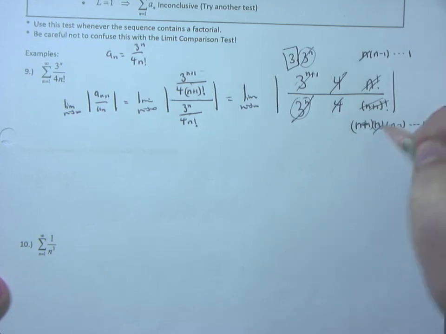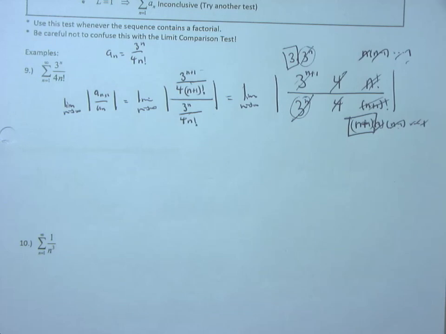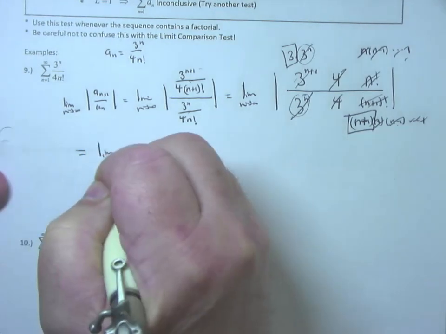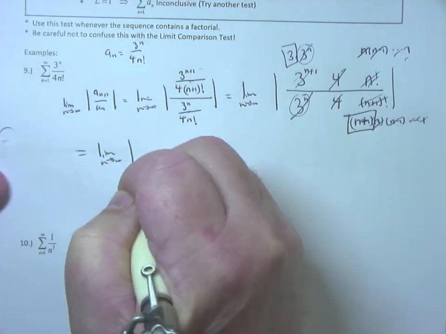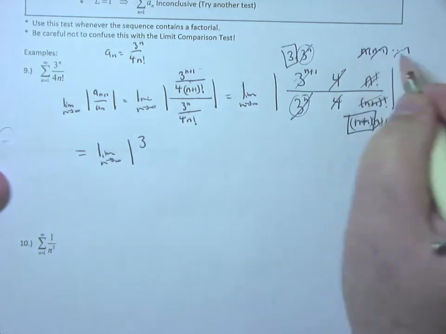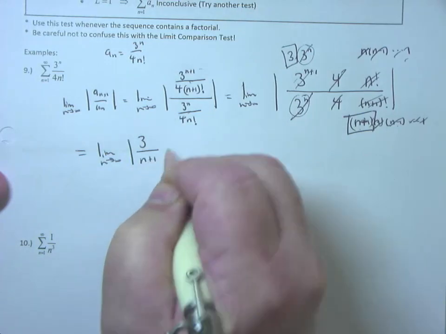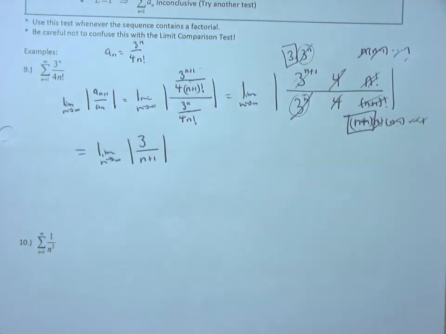The n's cancel, the n minus 1's cancel, the dots cancel, and the 1 cancels. You're left with an n plus 1 in the denominator. So, when you clean this up, this will be the limit as n approaches infinity of the absolute value of 3 on top, and divided by, what's left on bottom? N plus 1. Everybody else canceled out.